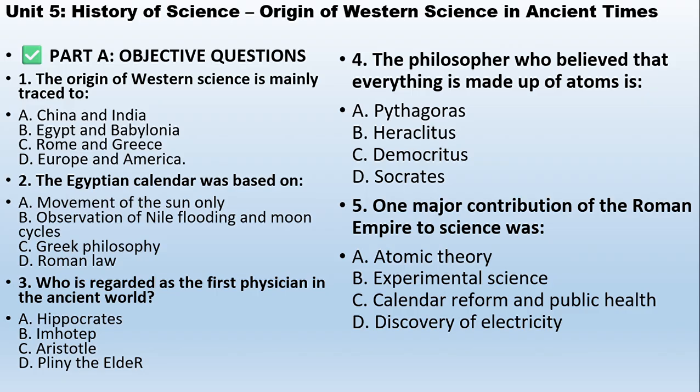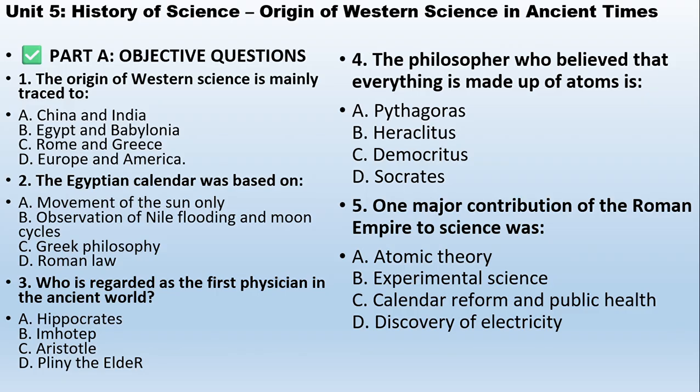So this is the objective question now. Let's look at the questions here. The first one says the origin of Western science is mainly traced to what? The answer: from Egypt to the Babylonians. So the origin of Western science is mainly traced from Egypt to the Babylonians.